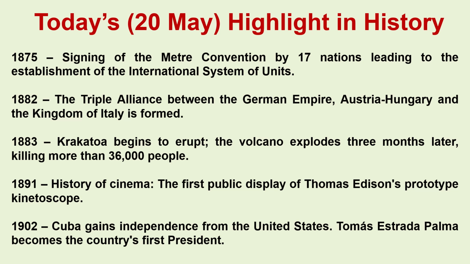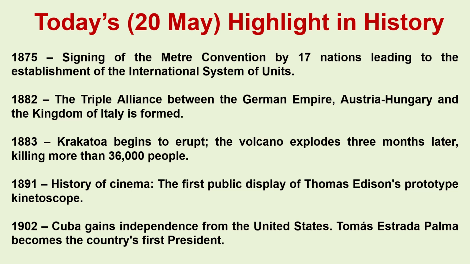1882. The Triple Alliance between the German Empire, Austria-Hungary and the Kingdom of Italy is formed. 1883. Krakatoa begins to erupt. The volcano explodes 3 months later, killing more than 36,000 people. 1891. History of Cinema. The first public display of Thomas Edison's prototype kinetoscope.